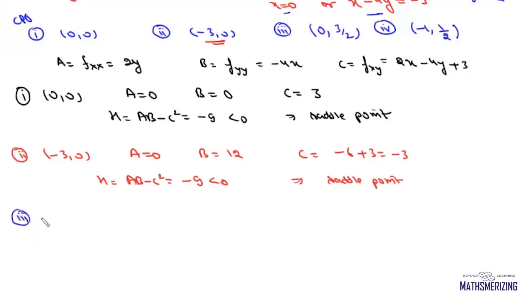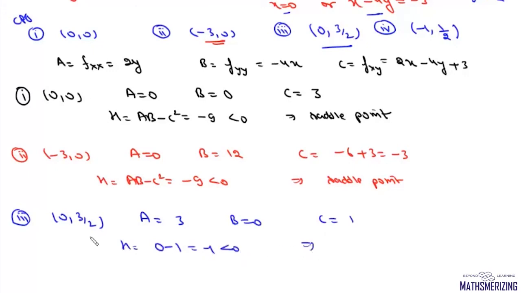Now this third point, which is 0, 3 by 2. The value of A is 3. The value of B is 0. And the value of C is plus 1. H here is 0 minus 1, so it is minus 1, again less than 0. So 0, 3 by 2 is again a saddle point.